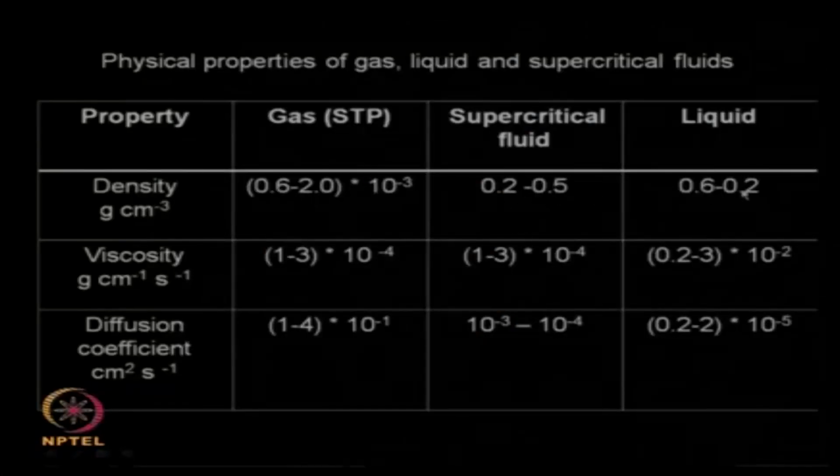So it has got a very good viscosity comparable to gas, and the diffusion coefficient is much higher than that of the liquid, and the density is also much higher when compared to the gas. So you see that it has got the good points from liquid and good points from the gas. That is why supercritical fluid has become a very important technology for the food industry and flavor industry.